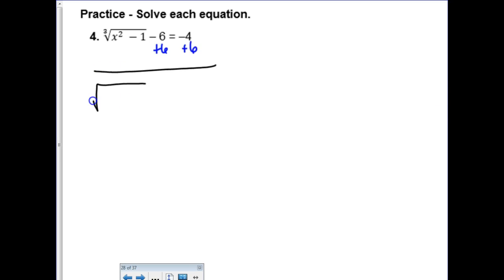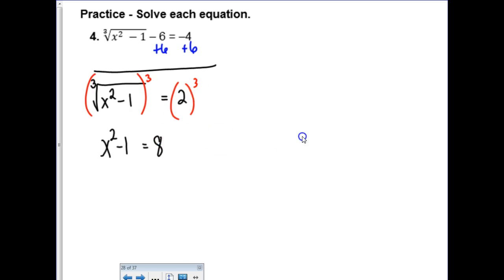And you have the cube root of x squared minus 1 equals 2. So algebraically speaking, I need to undo a cube root. So you're going to cube both sides of your equation, raise it to the 3rd power. Well, this isn't too bad. The cube root and cube cancel each other out, and you still have x squared minus 1. And then 2 to the 3rd power is 8. So at least we've gotten rid of all the radicals.